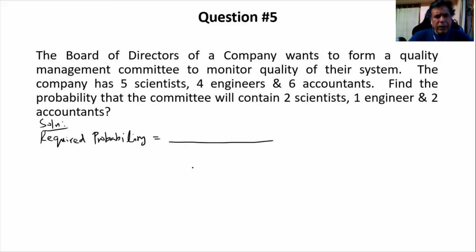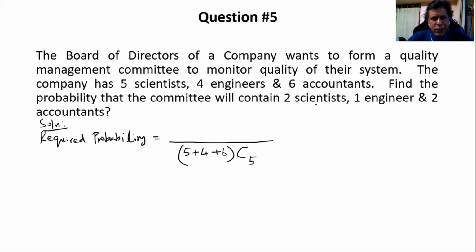First, let us decide all possible outcomes. Totally, how many scientists are there? 5 scientists. Then 4 engineers and 6 accountants. That means there are 15 people available, out of which you need to choose 2 scientists, 1 engineer, and 2 accountants, which means only 5 people. So from 15 people, I have to choose 5, which means I will use a combination. It becomes 15C5. This came from the total people, 5 plus 4 plus 6, which is 15, and the number to choose, 2 plus 1 plus 2, which is 5. So 15C5 will be all possible outcomes.